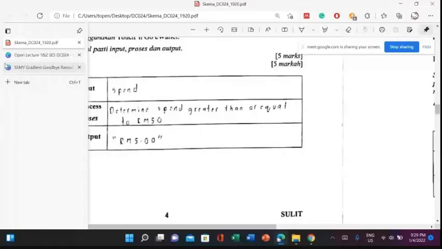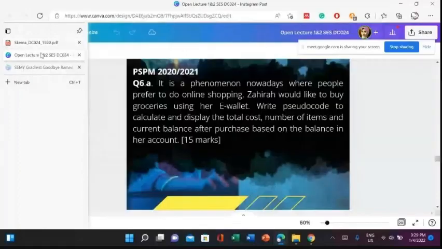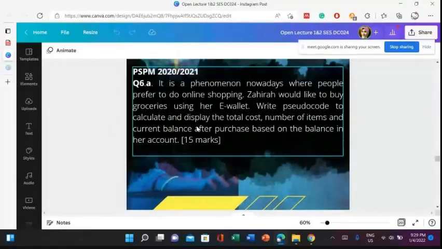I want to focus on this question, the 2020-2021 question, since the format is similar to this year's format. All right, there are going to be only 6 questions. And question 6A is a repetition question. Let's look at the question.